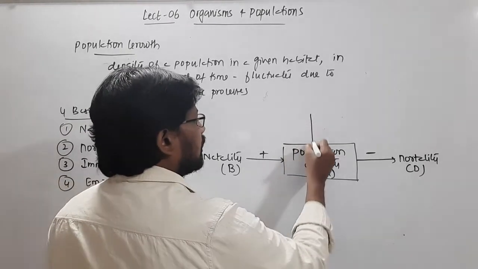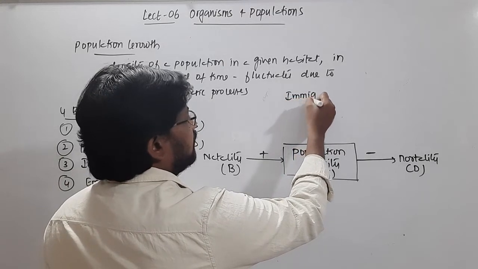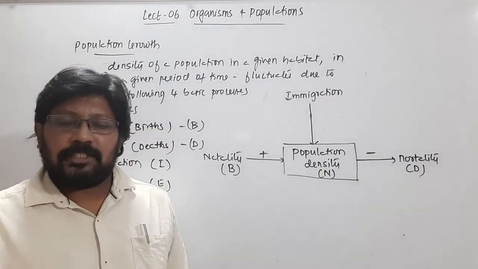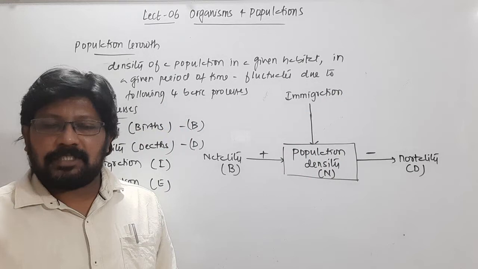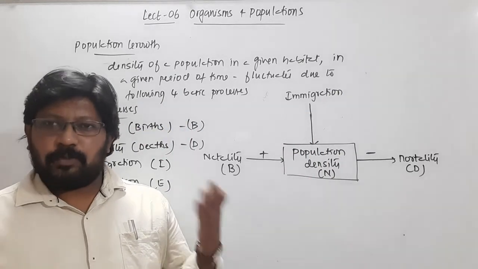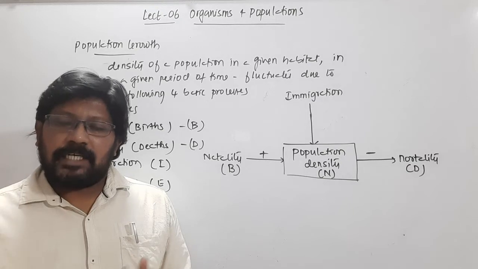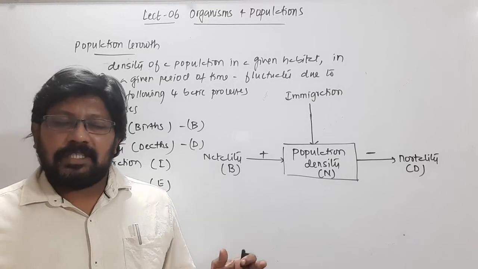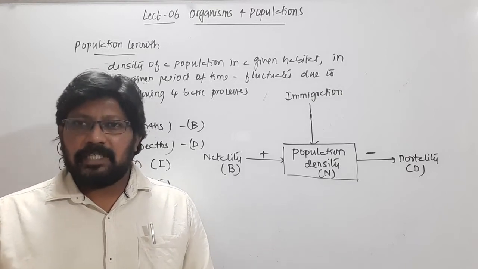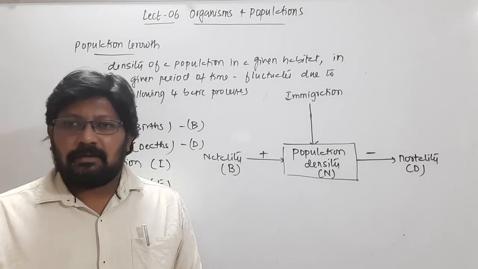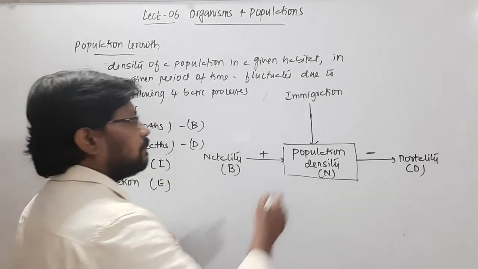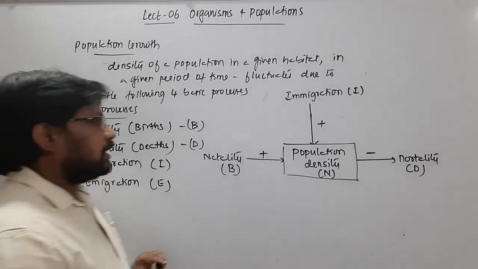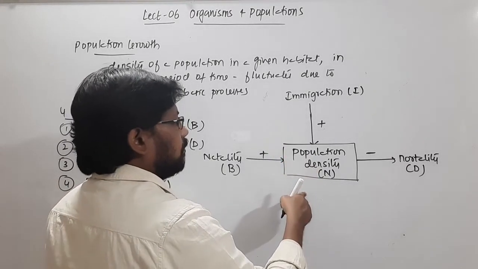And then the immigration means individuals from another place moving into this population in another habitat. Say, suppose people coming from the US to India, or from China to India, or from other locations to India. This is what we call immigration. So when people from different locations come to India, the population density of India is increasing. So that's why this will also be a plus. So immigration is one factor that increases the population density.